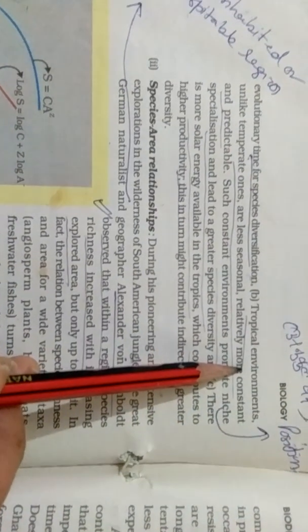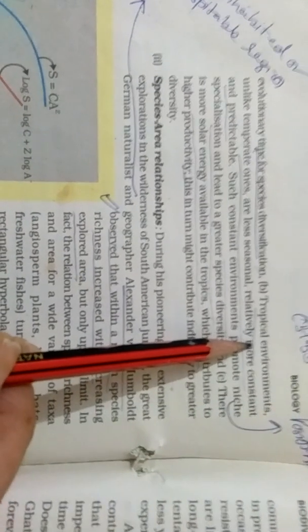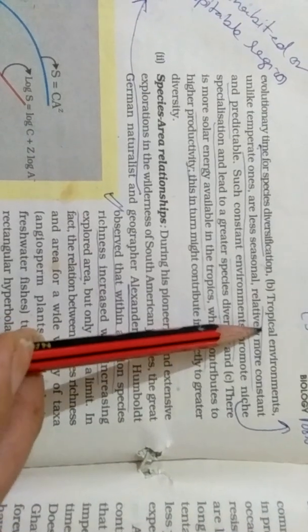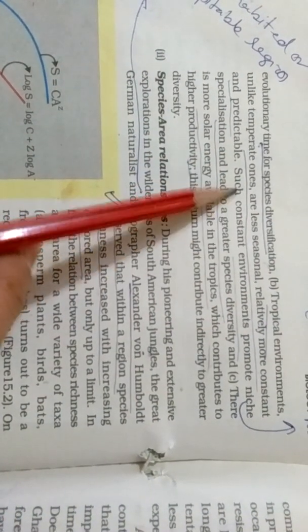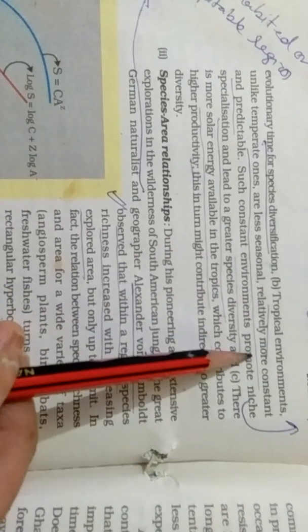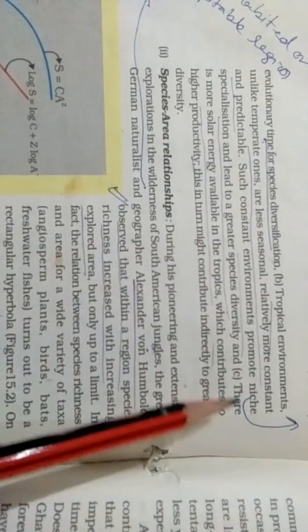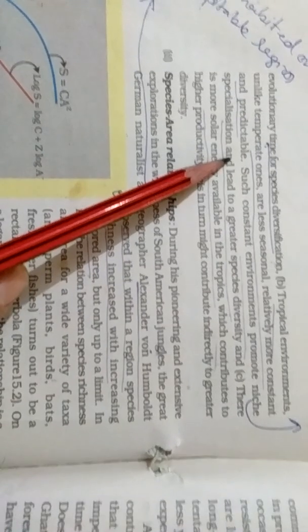Now this is the second point which supports why more species are there in the tropical region or in the Amazon forest. Tropical environments, unlike temperate ones, are less seasonal, relatively more constant and predictable. Meaning changes do not come in them quickly, and one can also think about what changes will take place in the future.